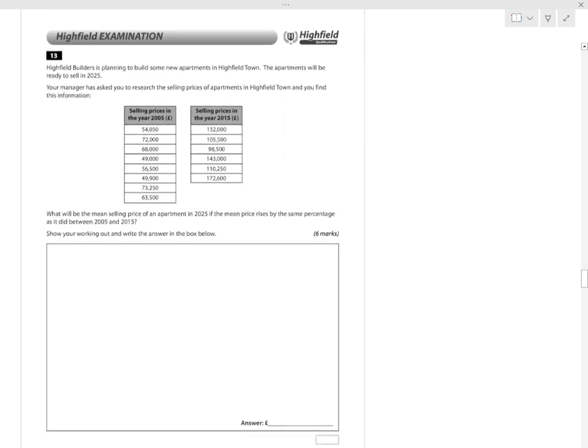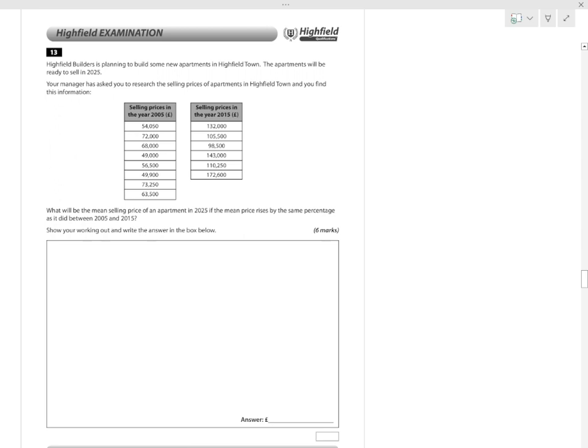Right, okay, number 13. Highfield builders plan to build some new apartments. The apartments will be ready to sell. Your managers ask you to research the selling price of apartments in Highfield Town. You find the information: selling prices in 2005 and 2015. What will be the mean selling price of an apartment in 2025 if the mean price rises by the same percentage? Right, so we've got to find the mean.